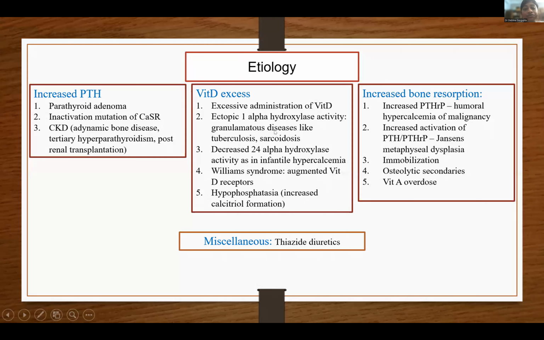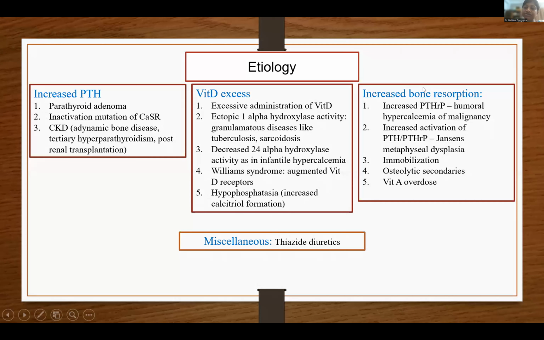hypercalcemia occurs in sarcoidosis. Again, if the activated vitamin D is not broken down, the enzyme responsible is 24-hydroxylase. If that activity is decreased, then there will be increased action of activated vitamin D, resulting in hypercalcemia as seen in infantile hypercalcemia cases. Williams syndrome, we all know hypercalcemia is part and parcel of Williams syndrome, and that happens because of augmented vitamin D receptor. Hypophosphatasia can also cause hypercalcemia by increasing calcitriol formation.